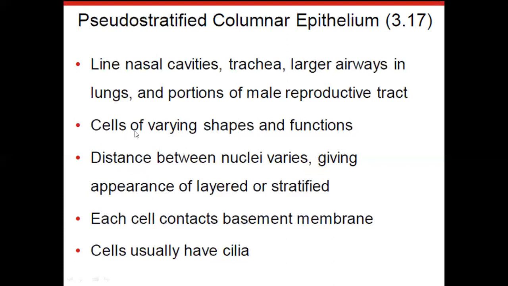These cells vary in their shape. They are columnar cells, but they're a really densely packed layer of columnar cells, so the shape gets misshapen and misformed. The distance between the nuclei varies, and it gives the layer an appearance that it looks like it's stratified or layered. But every single cell attaches to the basement membrane, so it's only one cell layer thick. And these cells usually have cilia, not microvilli.